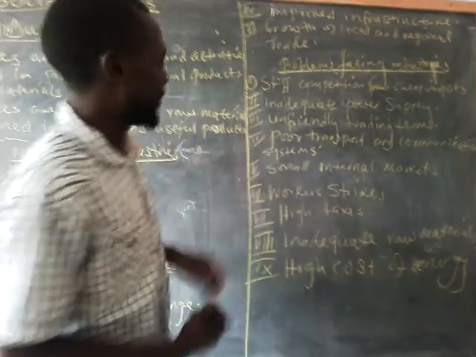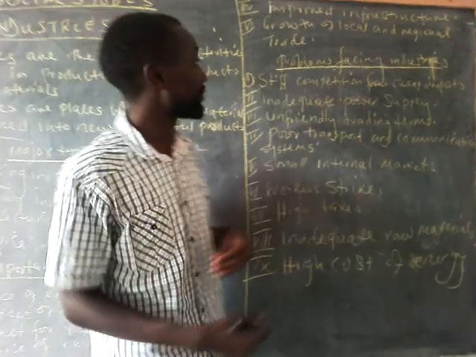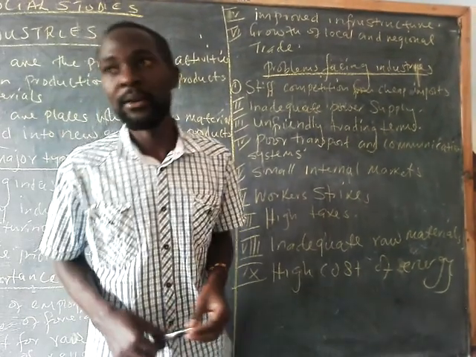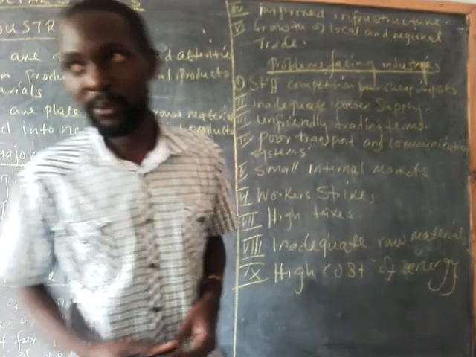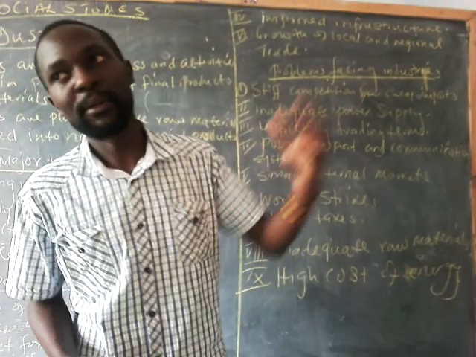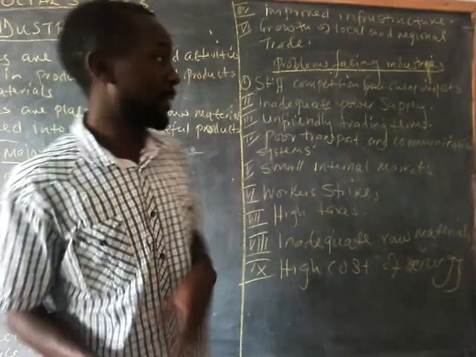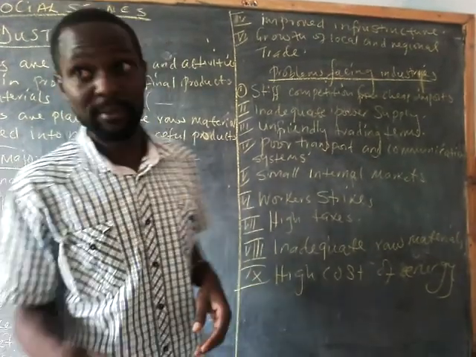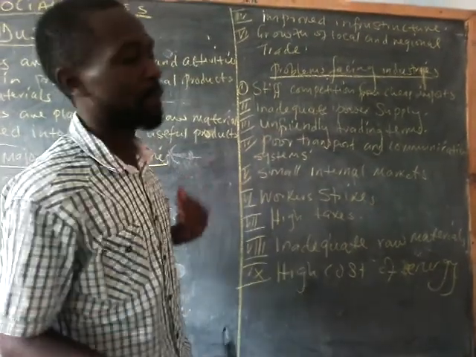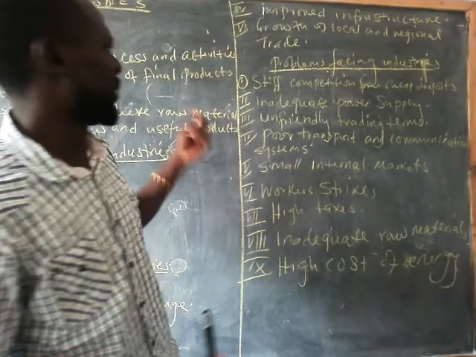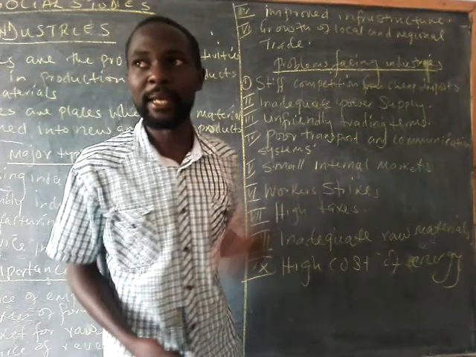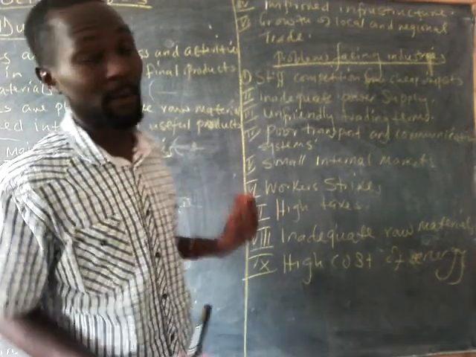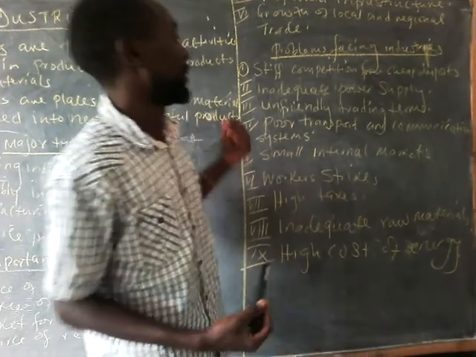So we have some problems facing industries, and one of the problems is stiff competition from cheap imports. There are some goods that are bought from foreign countries. When they come into our country, they are cheaper than the ones being produced by our industries, and this competition is a problem. Then we have inadequate power supply. In some areas we don't have enough power, so these industries lack enough power supply.